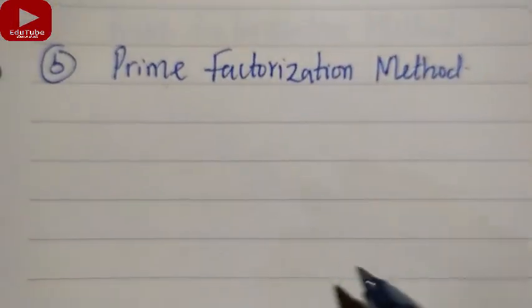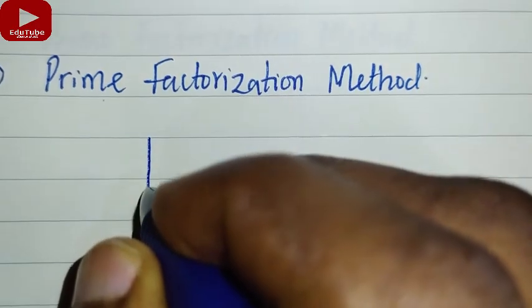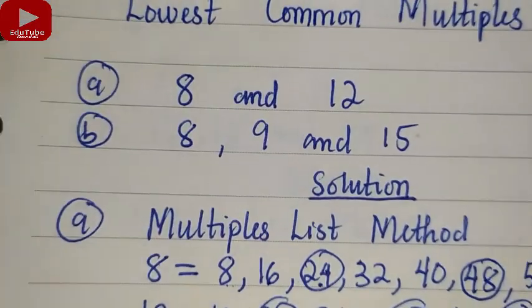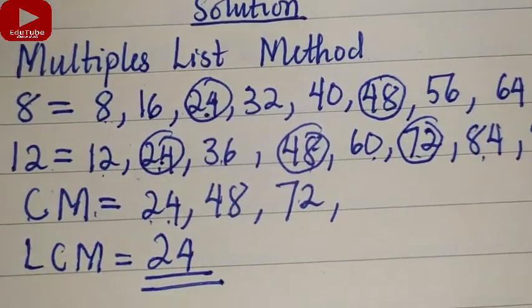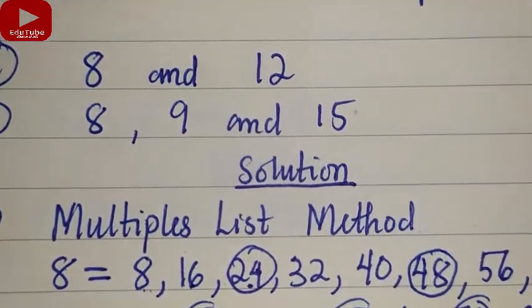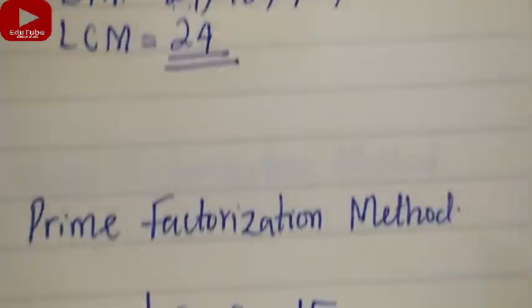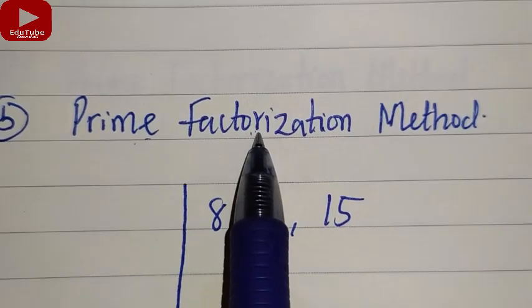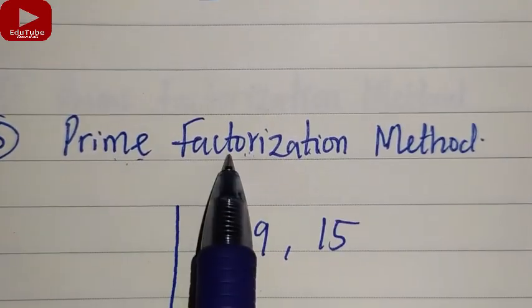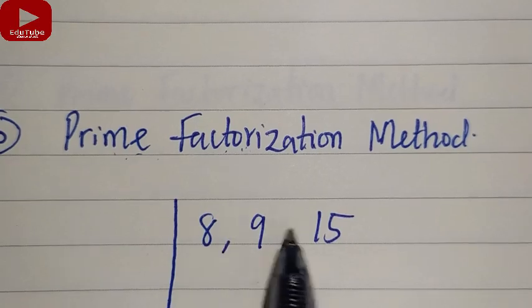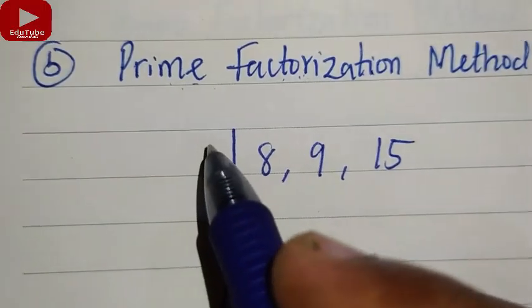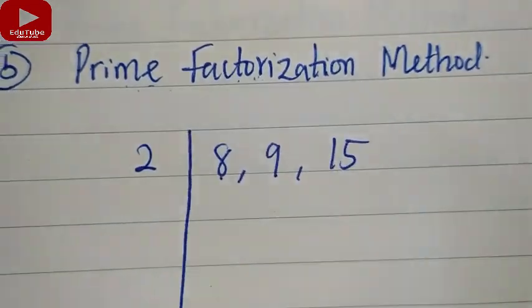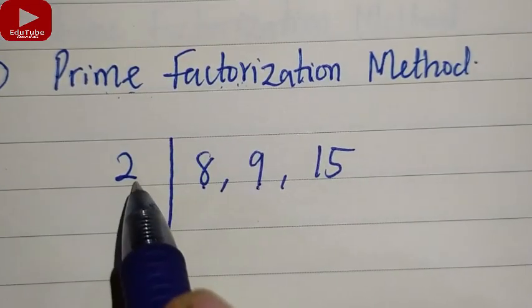Now using the prime factorization method basically means you are going to use prime numbers to divide a set of numbers until we get 1. So 8, 9 and 15 are the numbers. A factor is a number that can divide another number without a remainder. So a prime factor is a prime number that can divide other numbers without a remainder. The lowest prime number we can always use is 2. So 2 is a prime factor of 8, but it's not a prime factor of 9 and 15, but we are still going to use it.